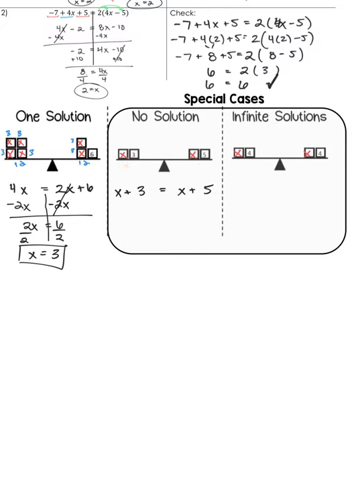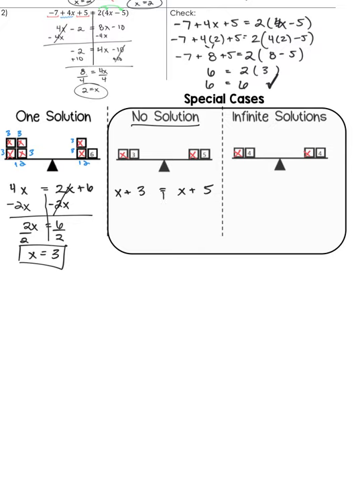If I try 0, what happens if I put in a 0? I end up with a 3 on this side and a 5 on that side. That's not gonna work. There's actually not a number that I can fill in here to keep my scales balanced. This kind of problem has no solution.